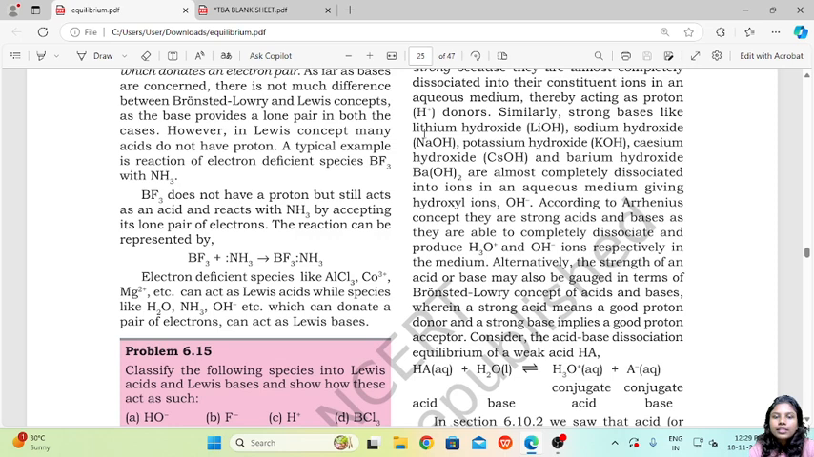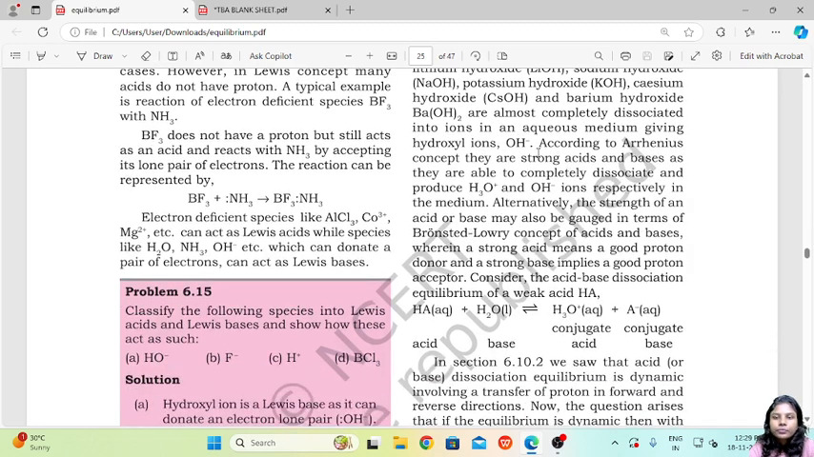Similarly, strong bases like lithium hydroxide, sodium hydroxide, potassium hydroxide, cesium hydroxide and barium hydroxide are almost completely dissociated into ions in an aqueous medium, giving hydroxyl ions. So these strong bases also completely dissociate in aqueous medium to give us OH minus ions. According to the Arrhenius concept, they are strong acids and bases as they are capable of completely dissociating and producing H3O plus and OH minus ions respectively.